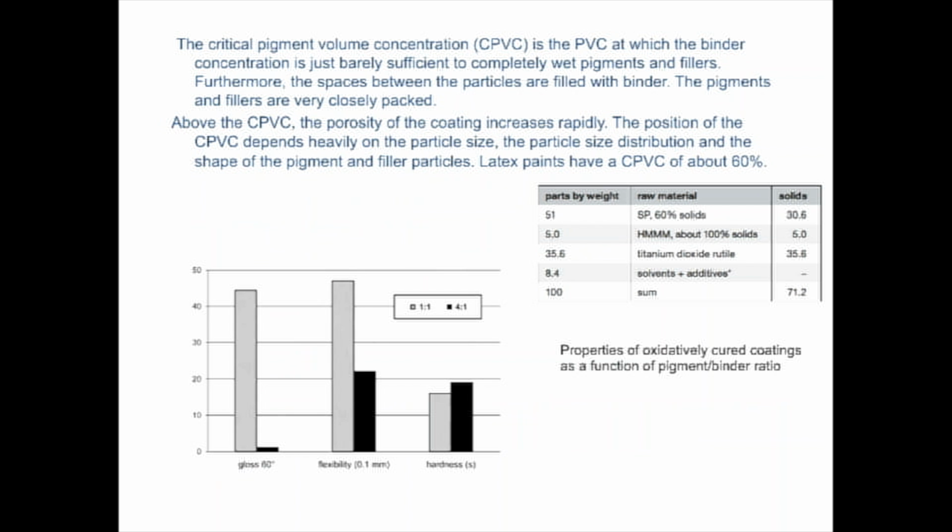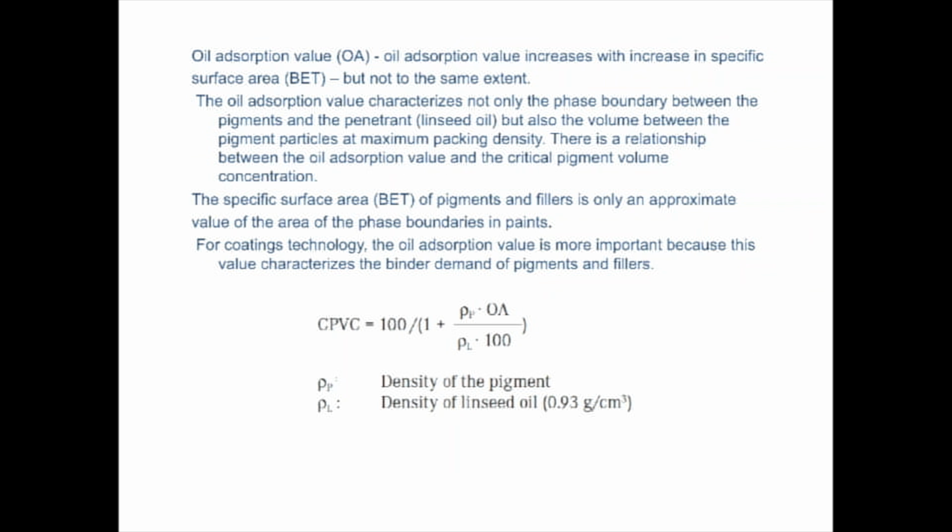Other properties like the critical pigment volume concentration, which is the PVC at which the binder concentration is barely sufficient to completely wet pigments and fillers, allows you to determine the economics of the formulation. In other words, in any formulation, you want to meet what we call the minimum percolation threshold to a desirable property, such that you save on the cost of the ingredients. Okay, and so you can use this to monitor properties like hardness, flexibility, gloss, etc. of every ingredient or pigment that you add.